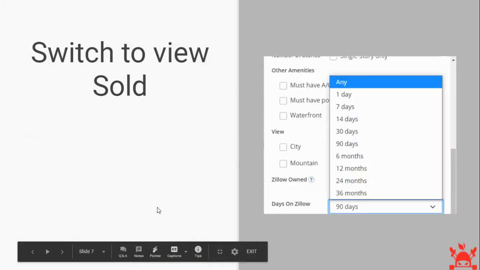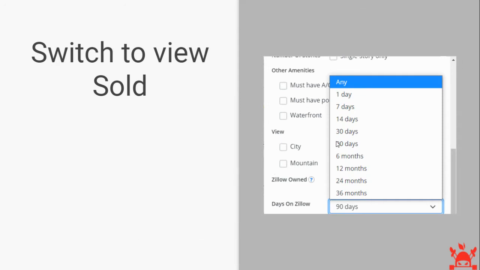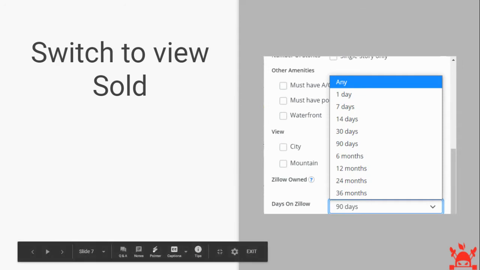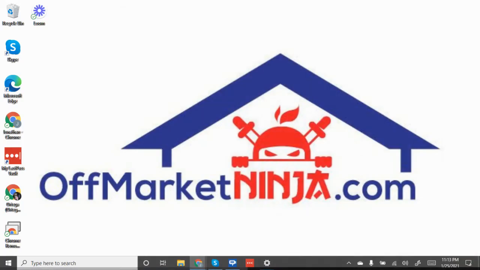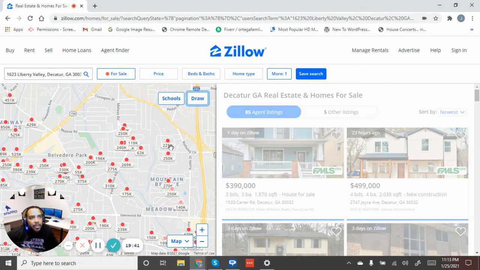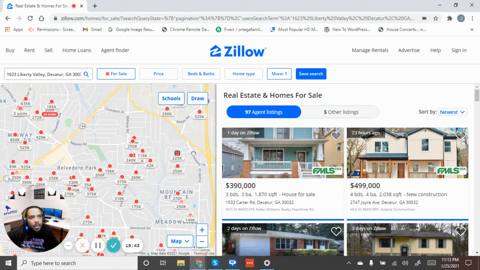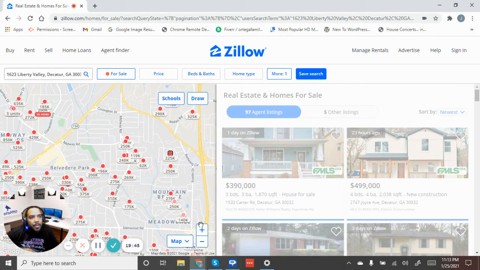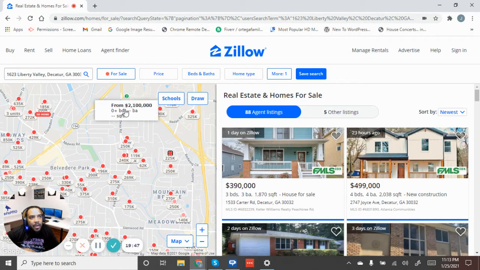And let's see what our next step is. We're gonna switch the view to sold, right? So let's go back to Zillow and take care of that. There we go. All right, so let me remove this boundary so you guys can see what I'm talking about here. We mapped out this area. We boxed in this right here, this right here. So that's a little rectangle right there.